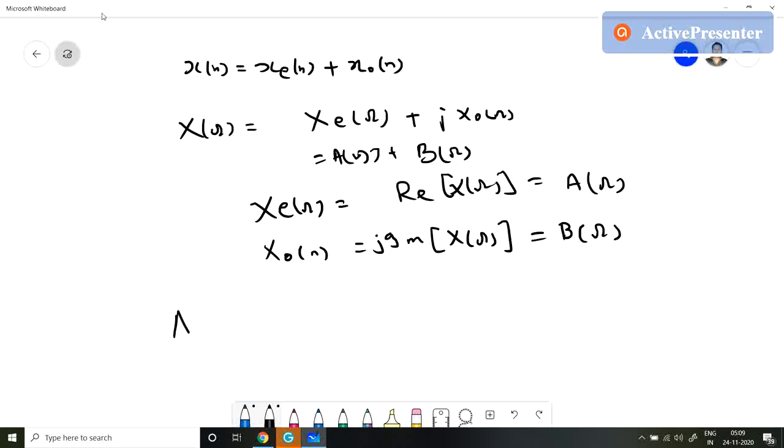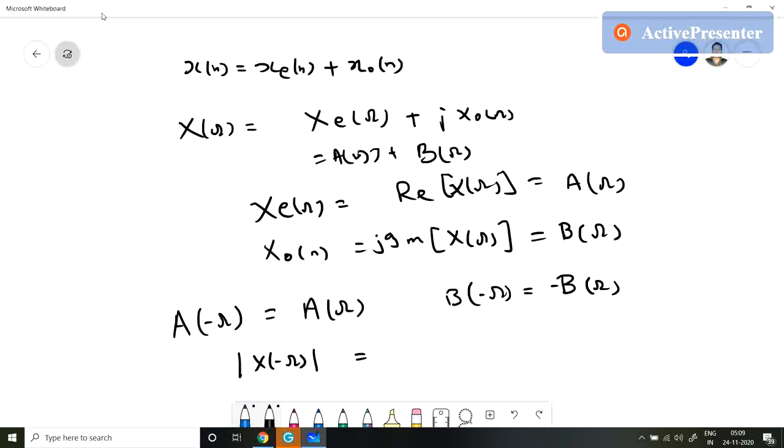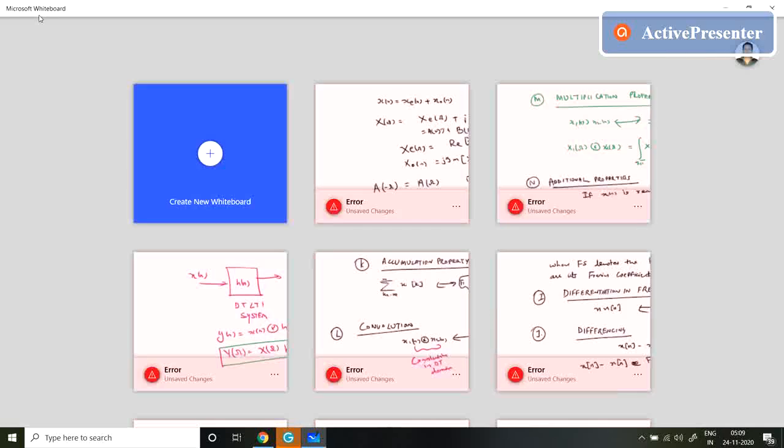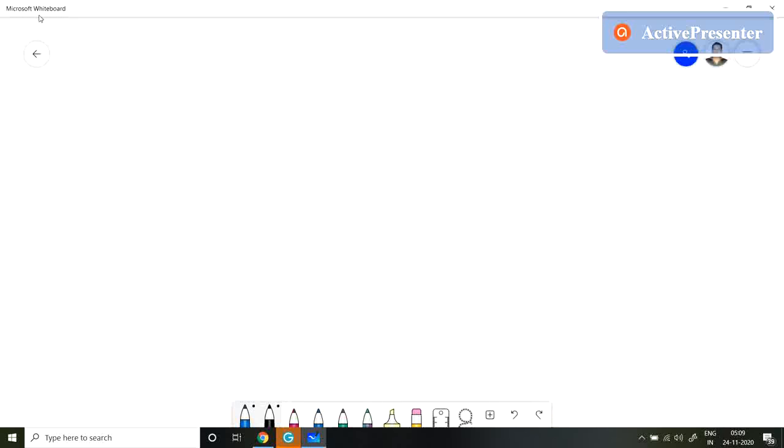A very important thing is that A(−Ω) is equal to A(Ω), and B(−Ω) is equal to minus B(Ω). Please understand that. This is very important. And the modulus of X(−Ω) is equal to the modulus of X(Ω), and θ(−Ω) is equal to minus θ(Ω). So if x[n] is real and even, a very important property comes from that.